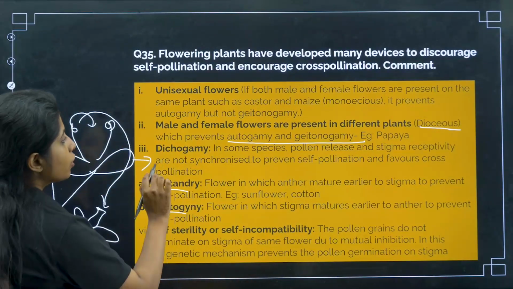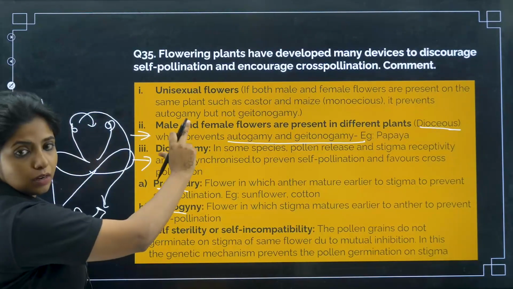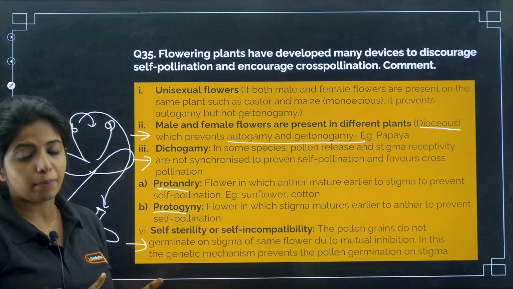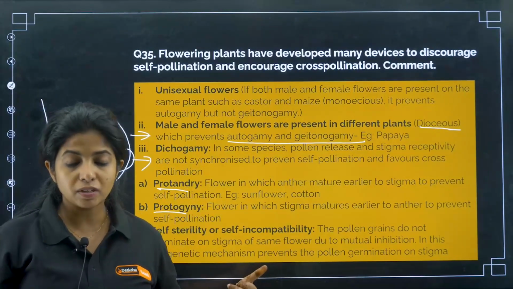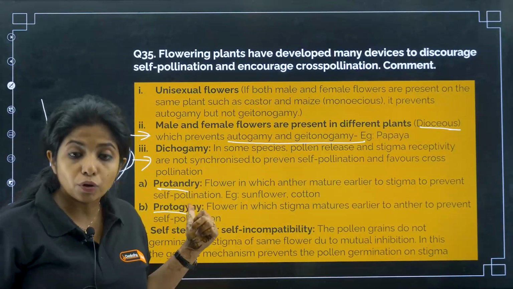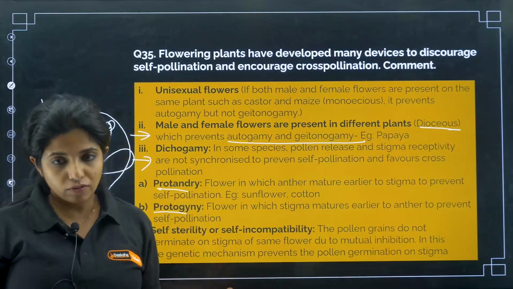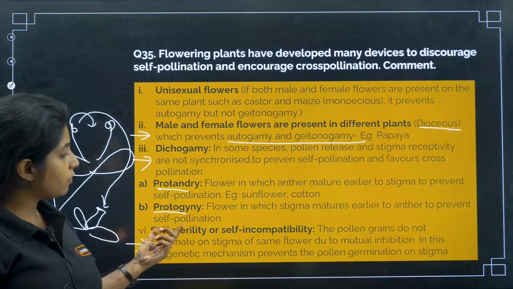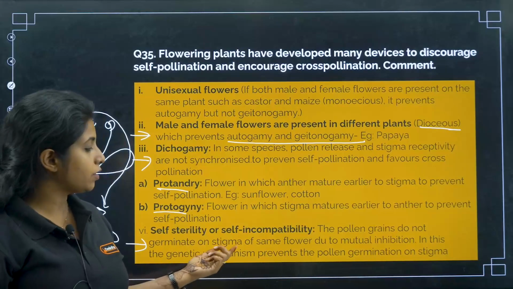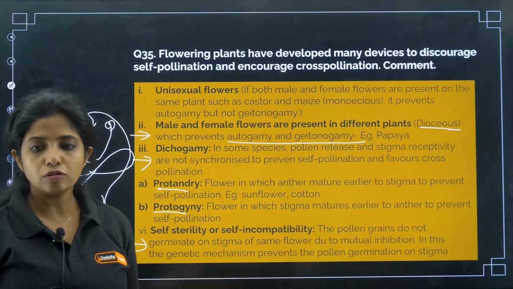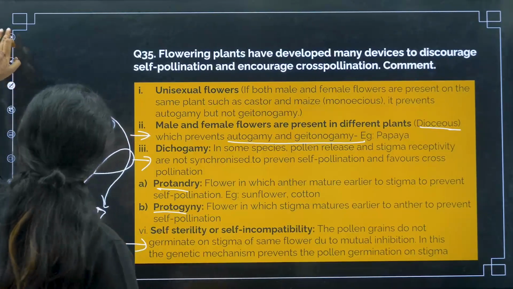So basically, in short, you have three mechanisms. One is this, second is this, and the third one is this. Here, unisexual plants, that is dioecious plants, example papaya and things like that. Then you have dichogamy, where the pollen release as well as stigma receptivity are not synchronized. It is protoandry when the anther matures first, and protogyny where the stigma matures first. And then there is self-sterility or self-incompatibility, where the pollen grain does not germinate on the stigma of the same flower due to what? Mutual inhibition, my dear children. Got it? Next thing.